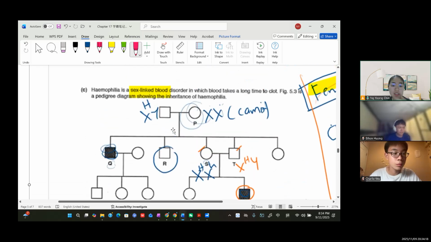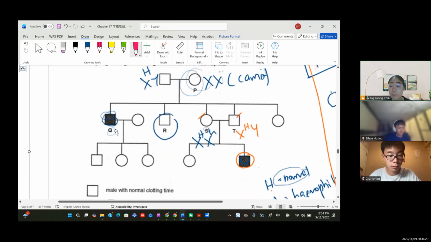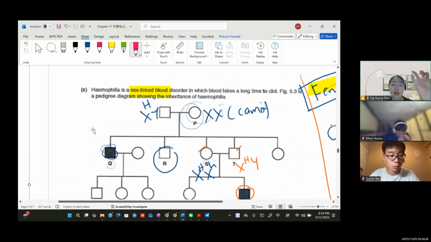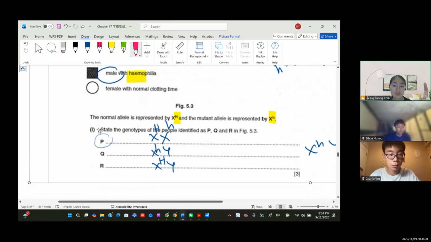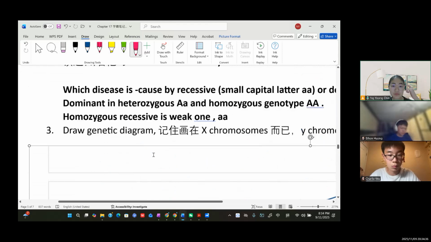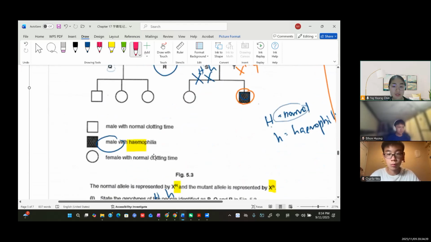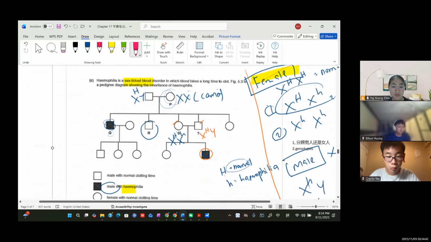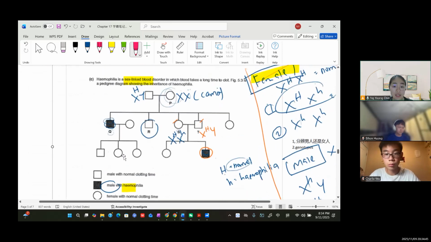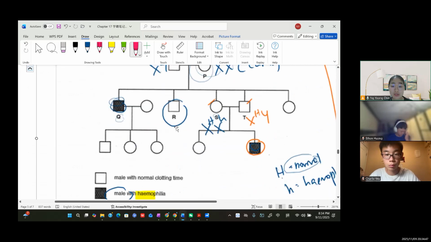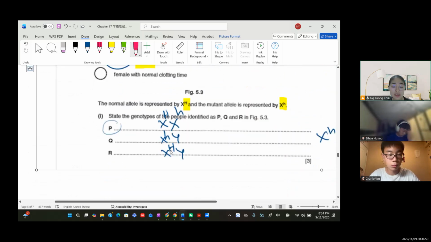Then how about Q? Q is male, and it is affected, so it's X, Y. Then the X must carry the small h, because it contains hemophilia. So you can see Q has the small h. And then how about R? R is the normal one, the normal patient. So R is X, Y, and just carries the normal gene, which is the big H. Big H is the normal one.